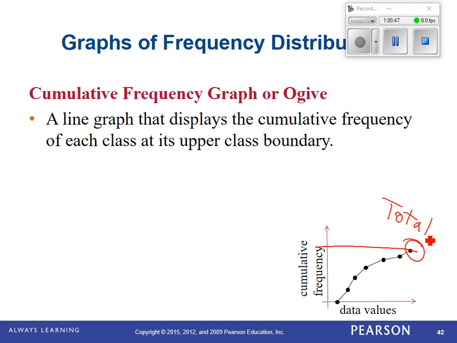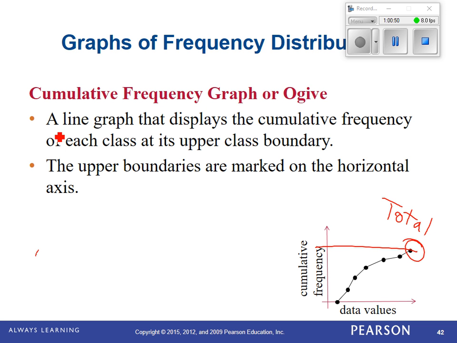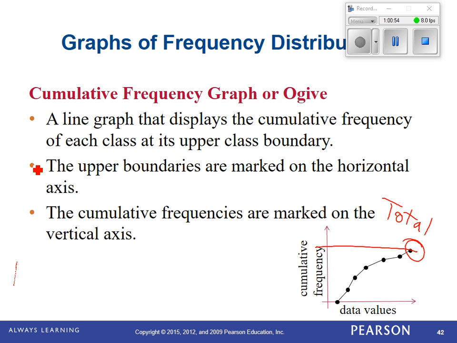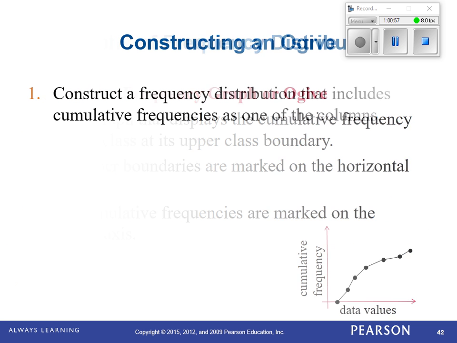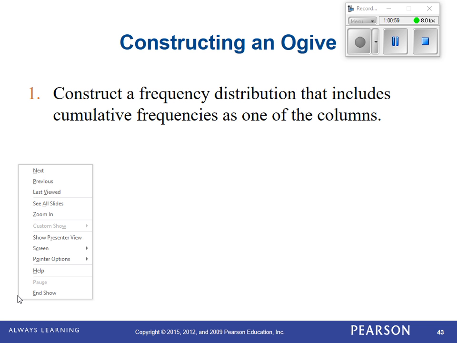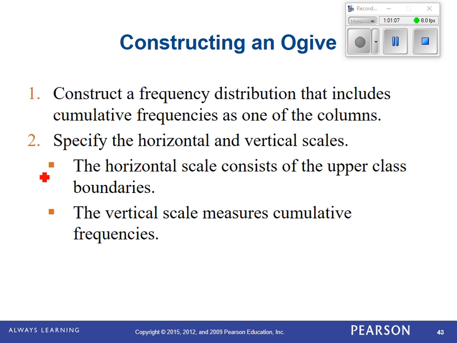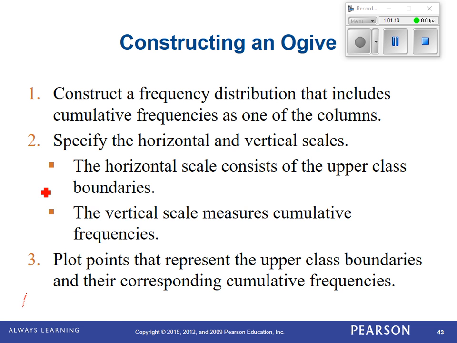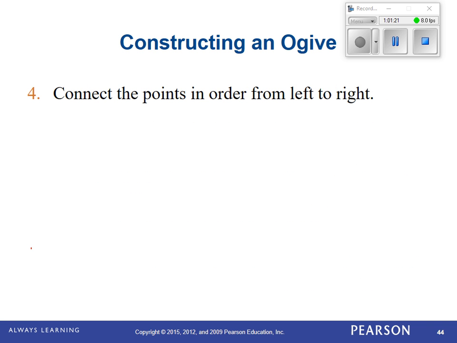Nothing hard about making an ogive. It's real simple. You're just accumulating the stuff as you go. I don't even want you to write any of this down. Making an ogive is just real easy. You're going to construct the frequency distribution, specify the horizontal and vertical axes. Vertical scale is cumulative. Nothing hard about this. Plot the points and connect them.